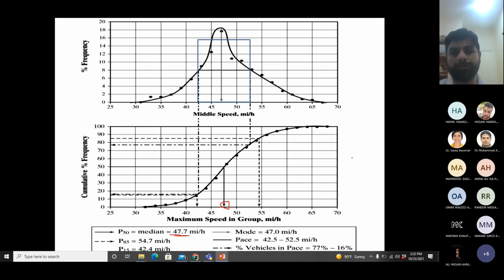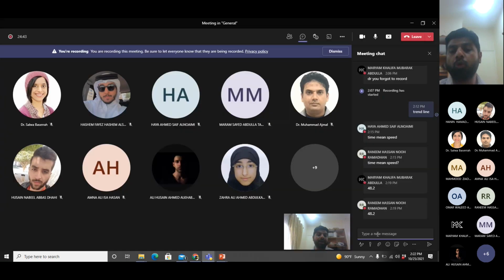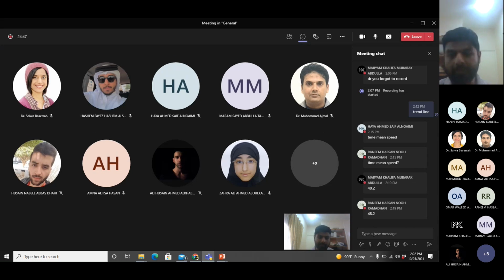Now the mode. Another measure of central tendency is the mode. How do we define mode? Which of you can define mode for me? What is the mode? If I give you a data set and I ask you what will be the mode of this data set, what would you do?